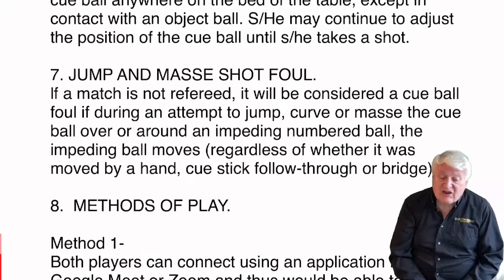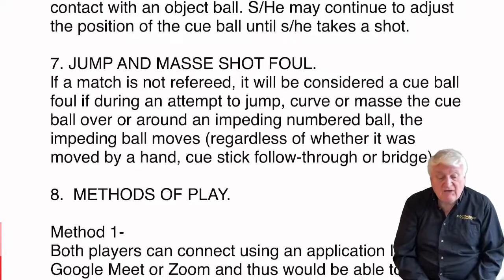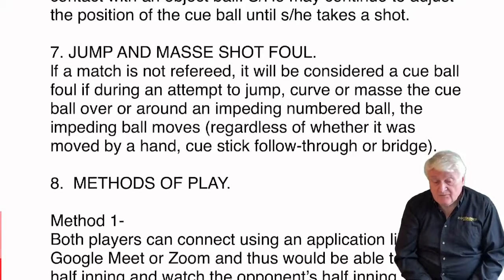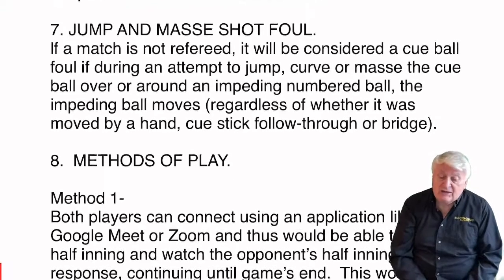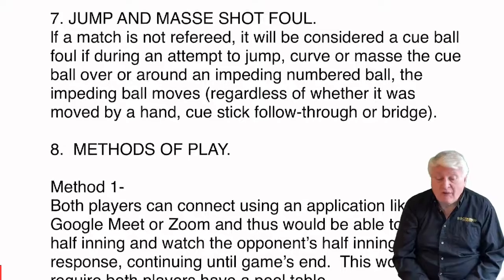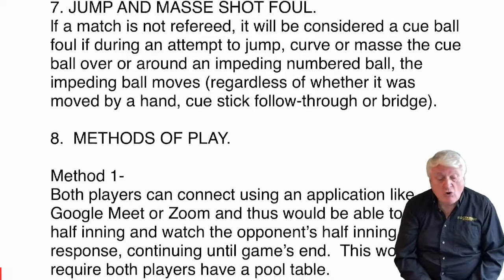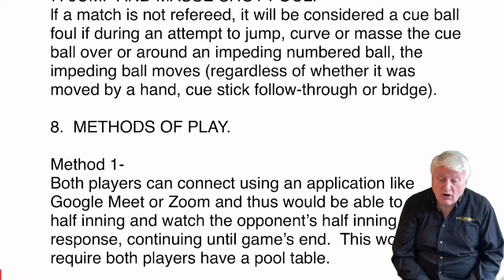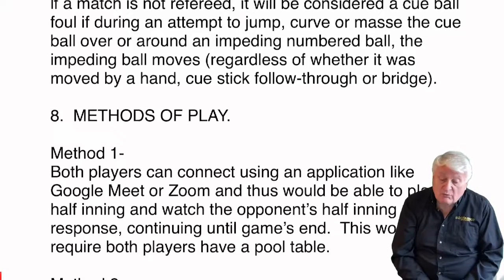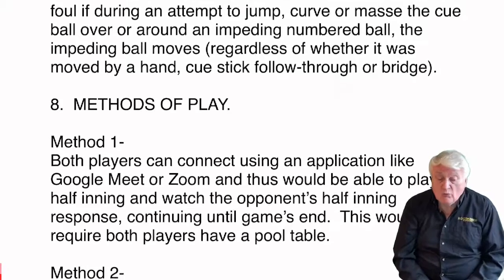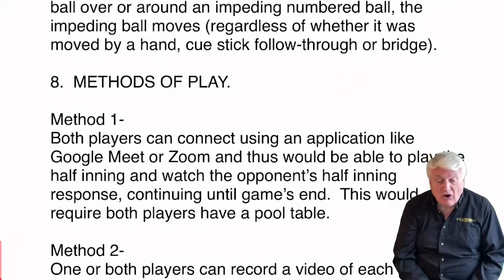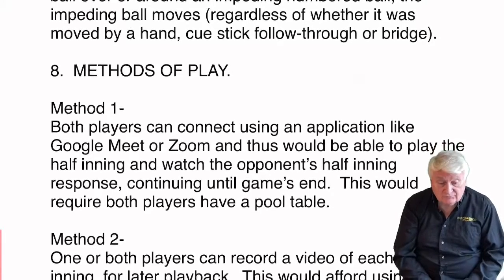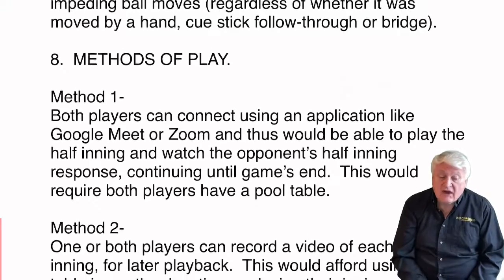Jump and masse foul shot. If a match is not refereed, it will be considered a cue ball foul if during an attempt to jump, curve, or masse the cue ball over or around an impeding number ball, the impeding ball moves, regardless of whether it was moved by a hand, cue stick, follow-through, or bridge. 8. Methods of play.